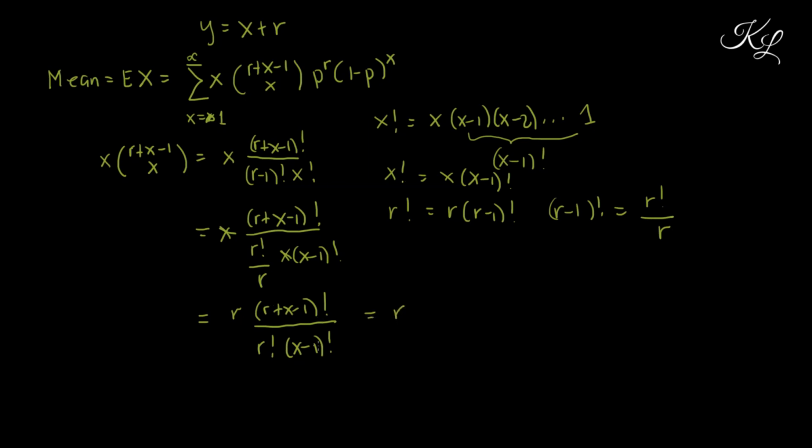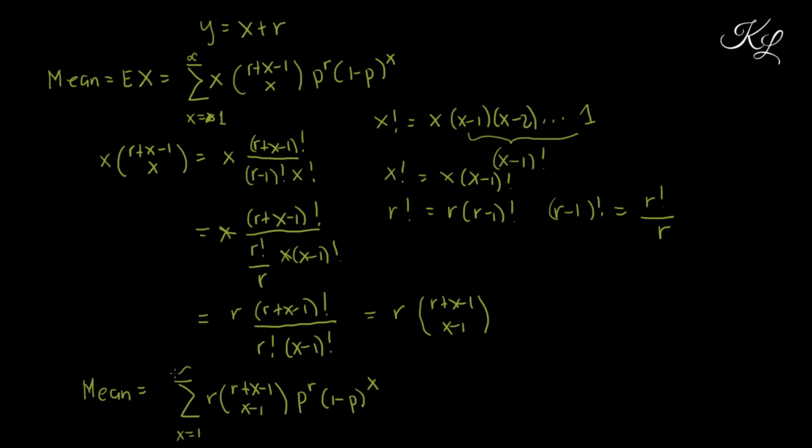These terms here are also equal to r plus x minus 1 choose x minus 1, because r plus x minus 1 is here, r plus x minus 1 minus x minus 1 is r factorial, and the bottom is x minus 1 factorial. Now, we can use this term in place of the other term, because they are the same. So we have mean is equal to the summation of r times r plus x minus 1 choose x minus 1, then p raised to r, then 1 minus p raised to x, and this is x equals 1 to infinity.